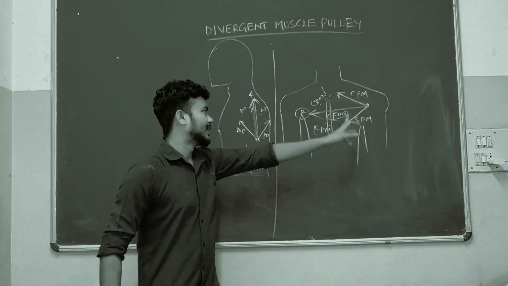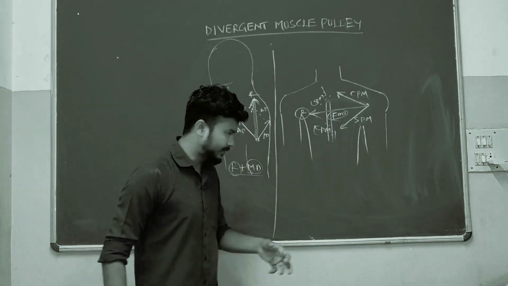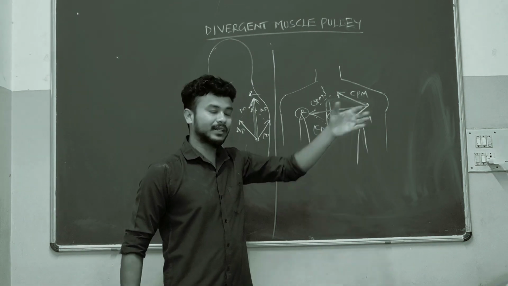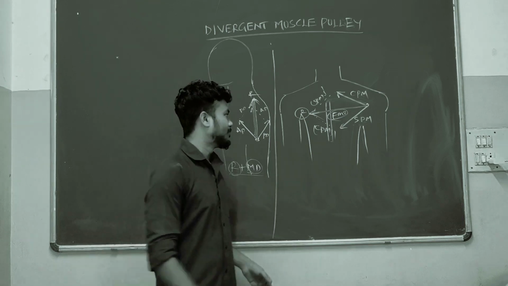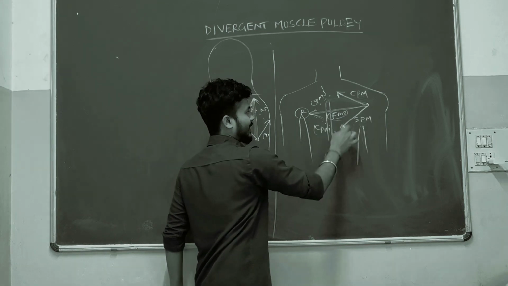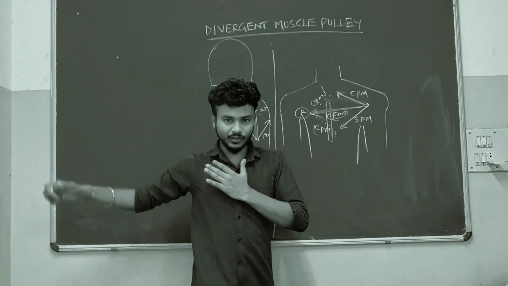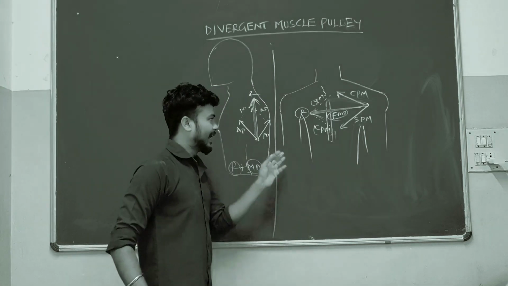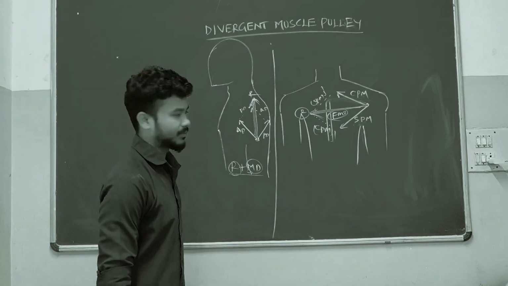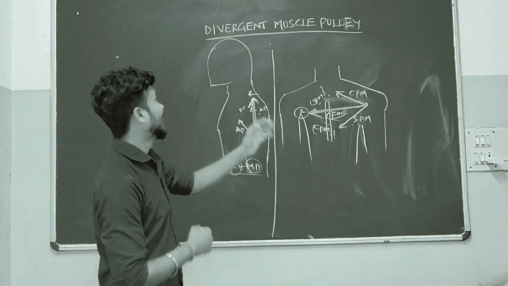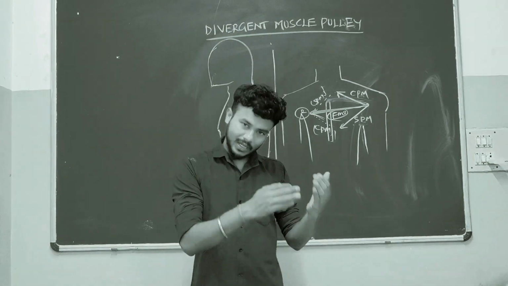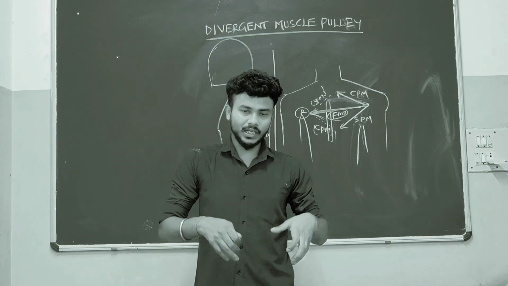So what it means is, if these two muscle fibers are contracting, the direction of the muscle action will be in this direction. That's why we are going to get adduction. This is the pectoralis major muscle. So these two are examples of the divergent muscle pulley. Like this we have many in our human body.